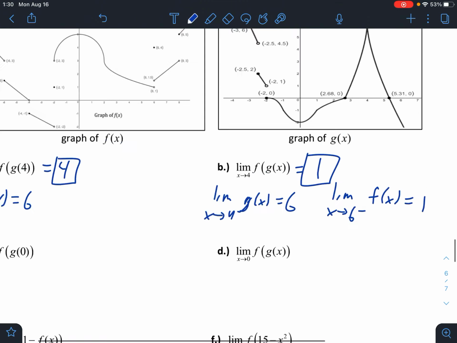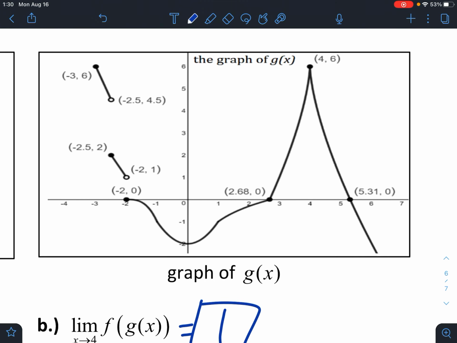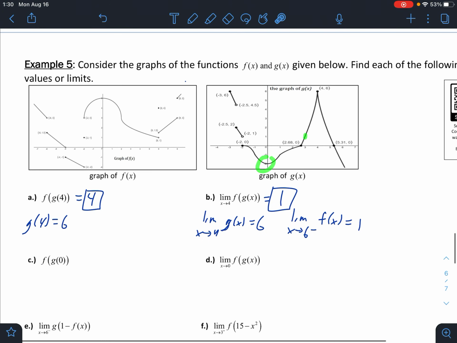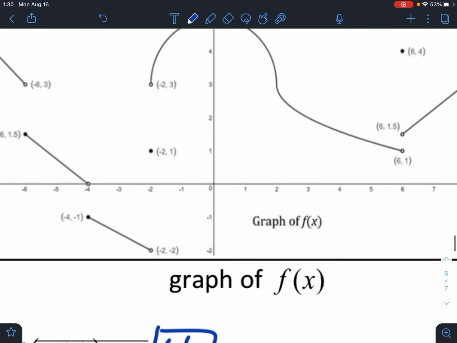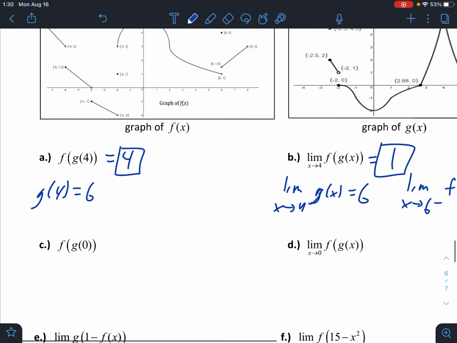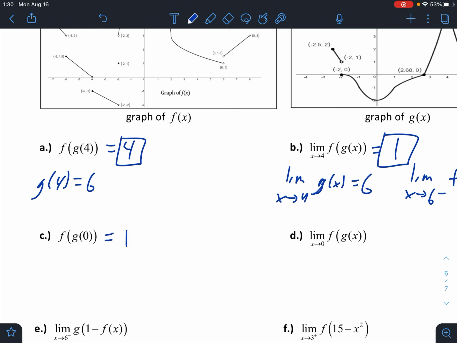Part C, f of g of 0. So g of 0 looks to be -2. So we're going to find f of -2, which is 1. So f of g of 0 is 1.